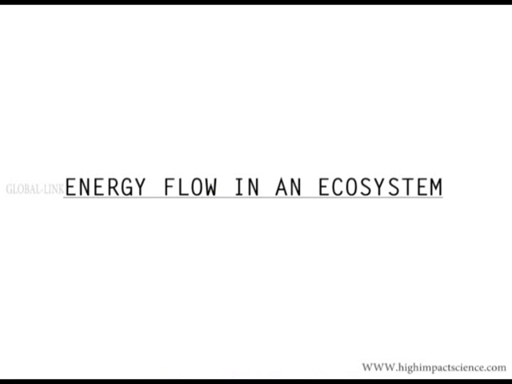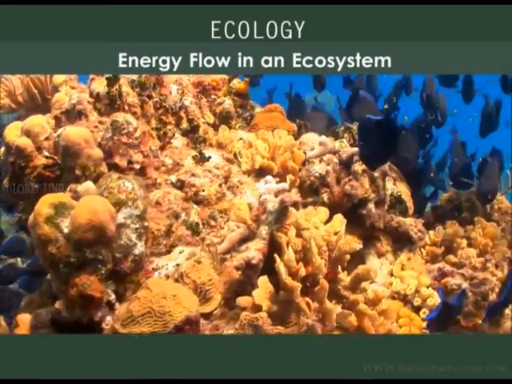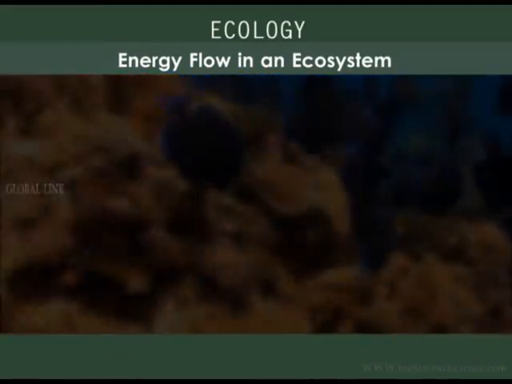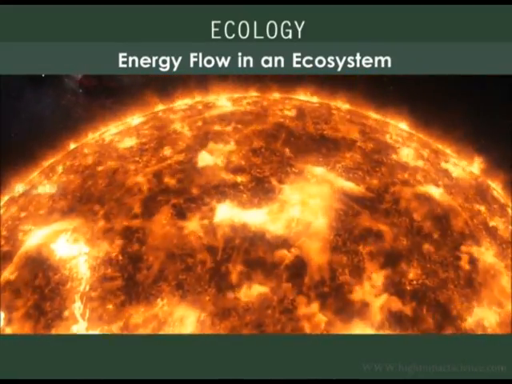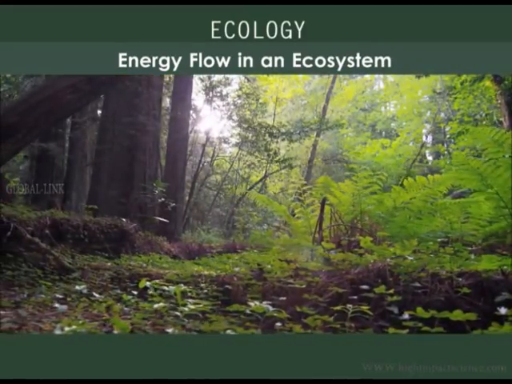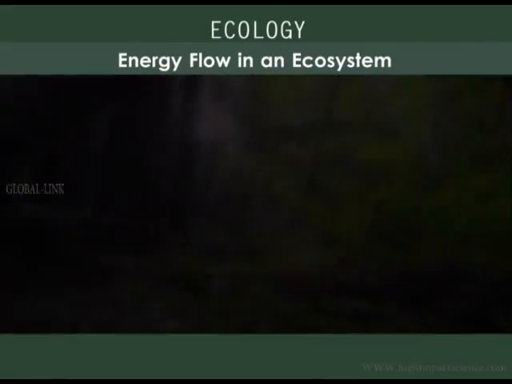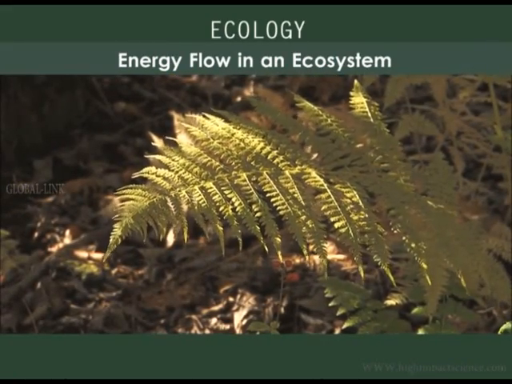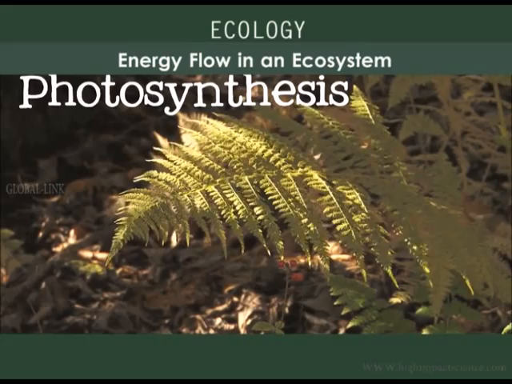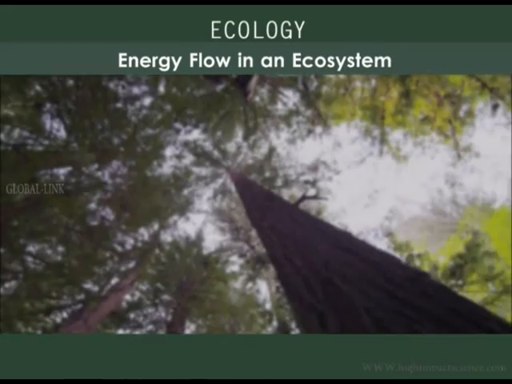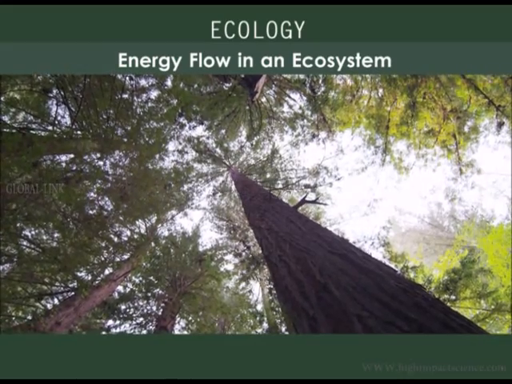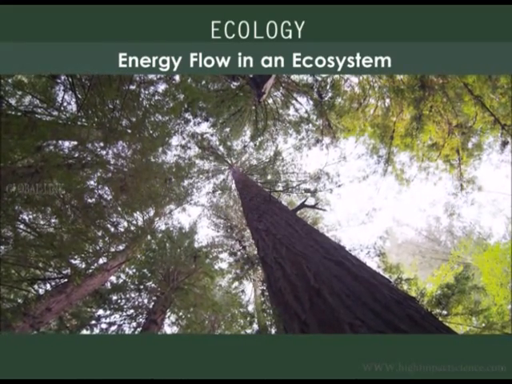Now we look at energy flow in an ecosystem. In any ecosystem, energy flow begins with the sun, which is the primary source of energy. Plants absorb specific light wavelengths and utilize it for photosynthesis. The solar energy tapped by plants, called primary producers, is converted to chemical energy and passed to all other organisms.